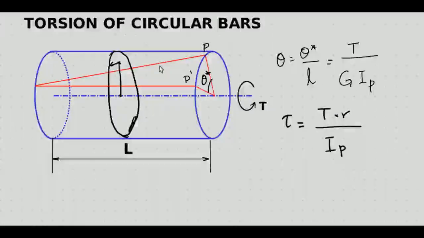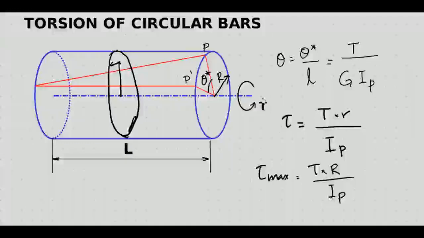Where will be the maximum stress? Maximum stress will be at the point on the outer surface, or the curved surface of the bar. If R is the radius of this circle, tau max will be T into R divided by IP, and this will be directed tangential to the surface.